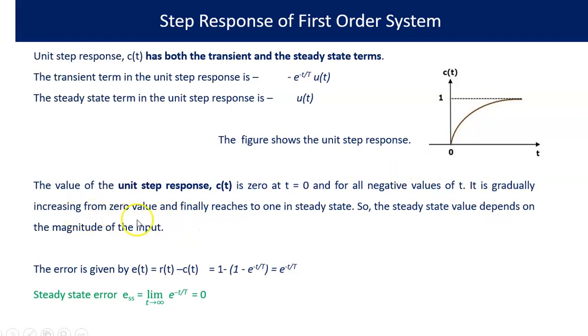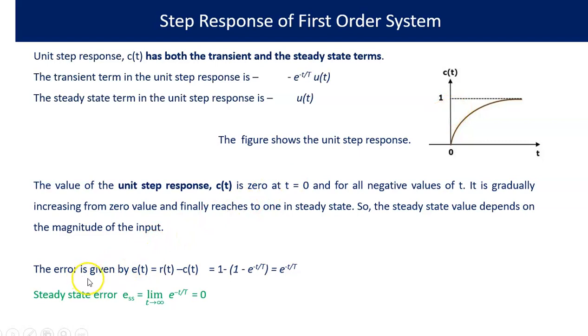So it is gradually increasing from 0. Finally, it reaches 1 in steady state. So the steady state value depends on the magnitude of the input. If it is equal to 1, it is 1. If it is 5, then it will be 5.